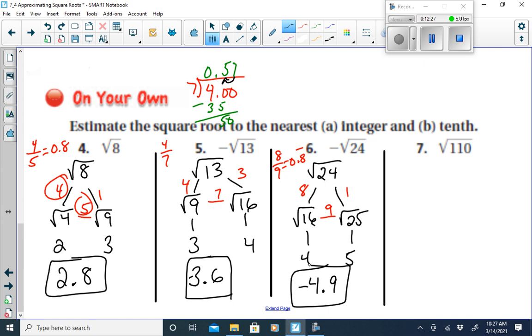All right, square root of 110. 110 is in between the square roots of, let's see, 100 and then 121. The square root of 100, we know that that is 10. The square root of 121 we know is 11. We look at our differences here. Difference here is 10. Difference here is 11. Right, so that's going to be 21.